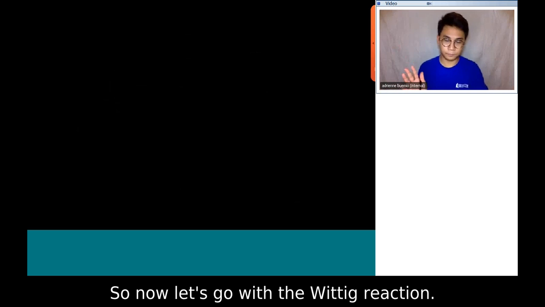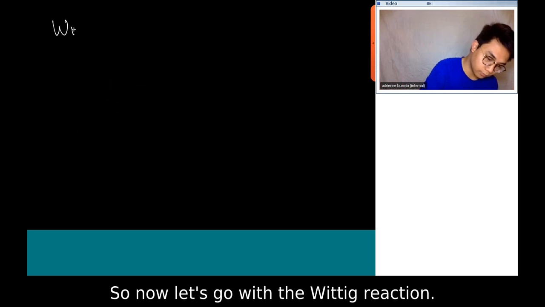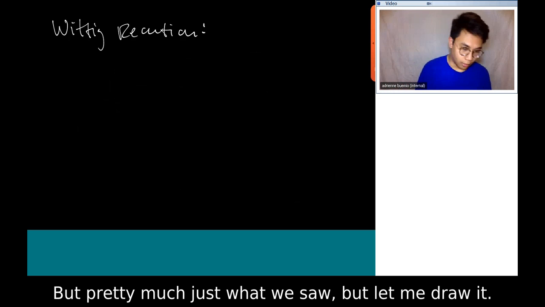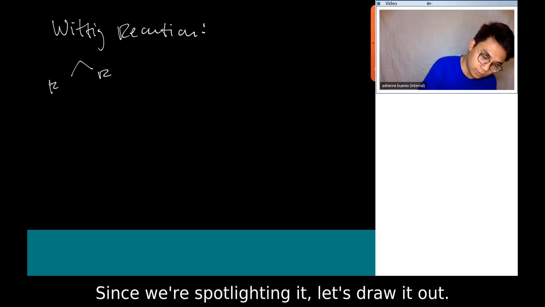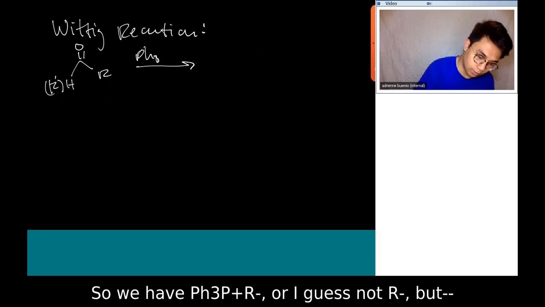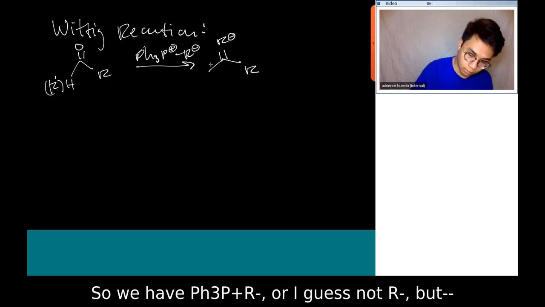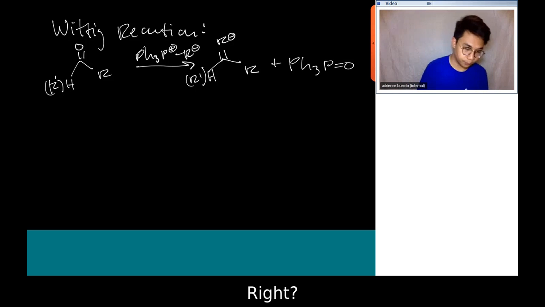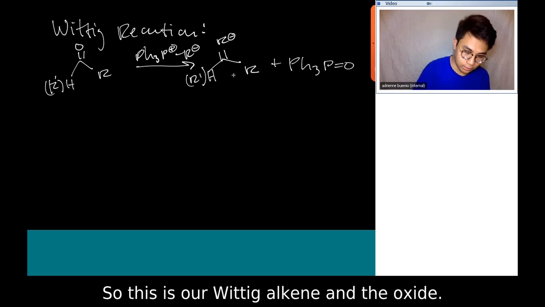So now let's go with the Wittig reaction. I'm going to single this out because it's an important reaction, but pretty much it is what we saw. Since we're spotlighting it, let's draw it out. Okay, so then we have PPh3+ R-, or I guess not R minus, and then plus Ph3P=O. So that's where the O went, right? So this is our Wittig alkene and the oxide.